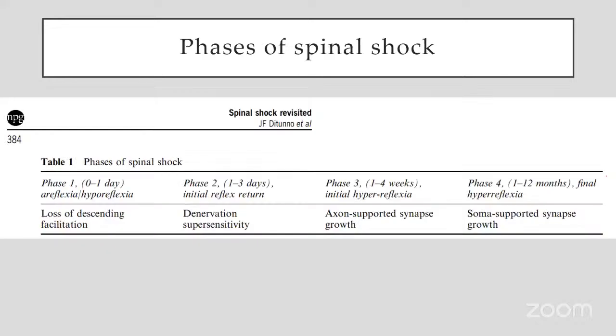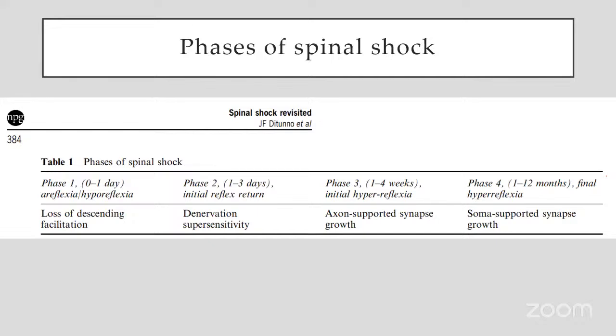In brief, spinal shock has four phases: phase 1, phase 2, phase 3, and phase 4. Phase 1 is day 0 to day 1. Phase 2 is 1 to 3 days. Phase 3 is 1 to 4 weeks, and phase 4 is 1 to 12 months.